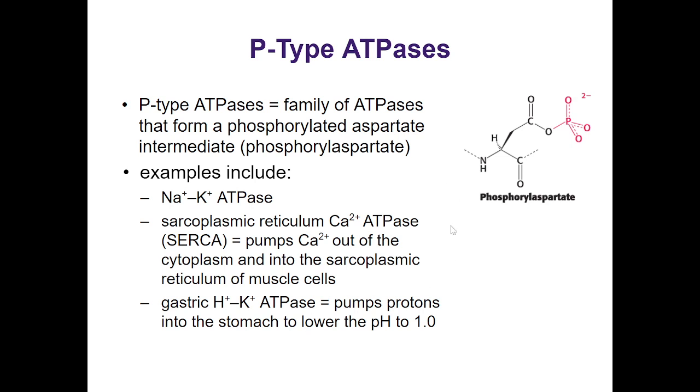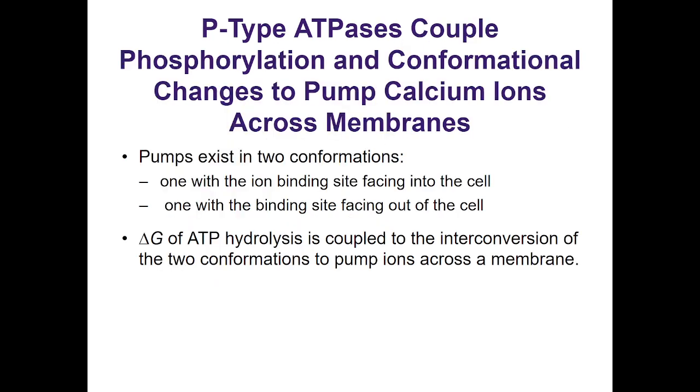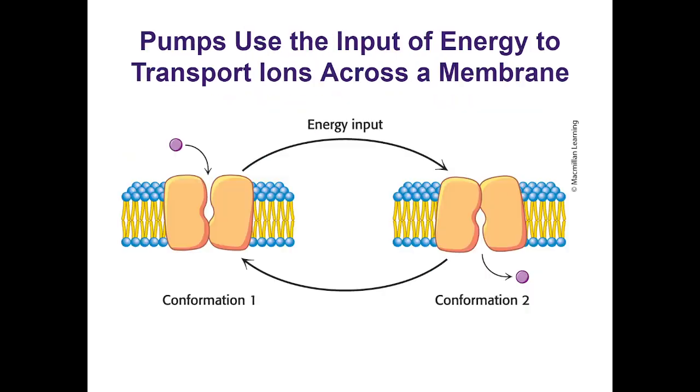Okay. This right here is the phosphoryl aspartate, by the way. Again, that's the aspartate that's been phosphorylated, right? Okay, fantastic. So pumps exist in 2 conformations. One with the ion binding site facing into the cell, of course. One with the binding site facing out of the cell. The delta G of the ATP hydrolysis is going to be coupled to the interconversion of the 2 conformations to pump ions across the membrane.